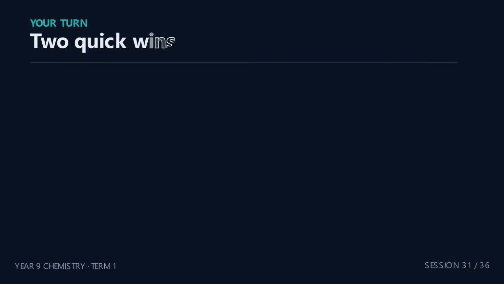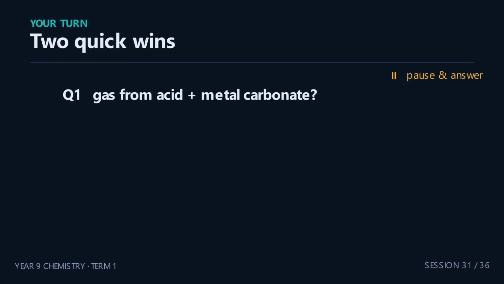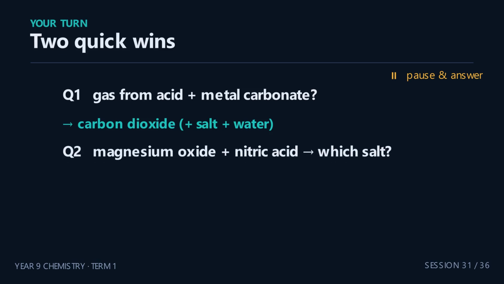Let's practice together. What gas forms when an acid reacts with a metal carbonate? Pause and answer. Carbon dioxide, along with a salt and water. And what salt forms from magnesium oxide and nitric acid? Magnesium from the oxide and nitrate from the acid gives magnesium nitrate. If you got both, you've mastered acid reactions.